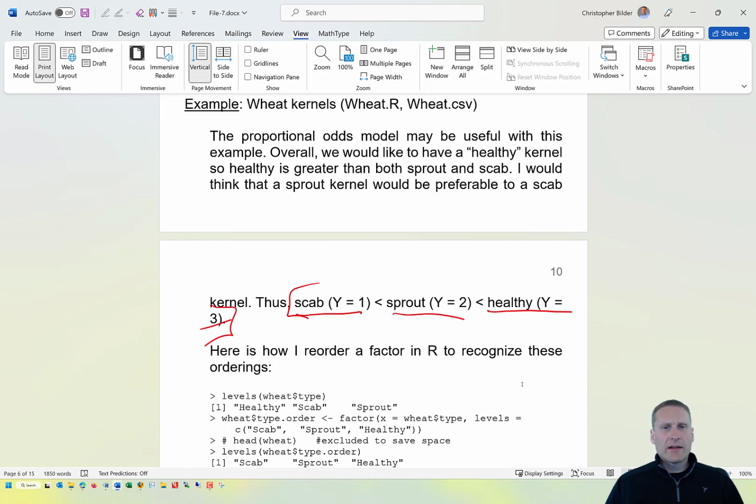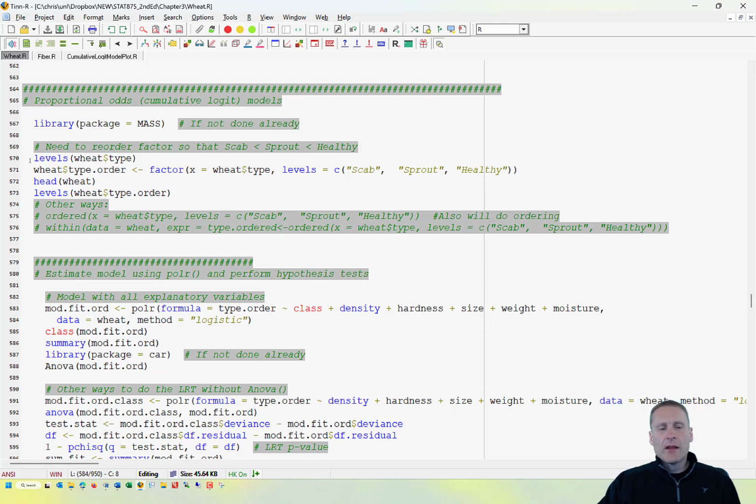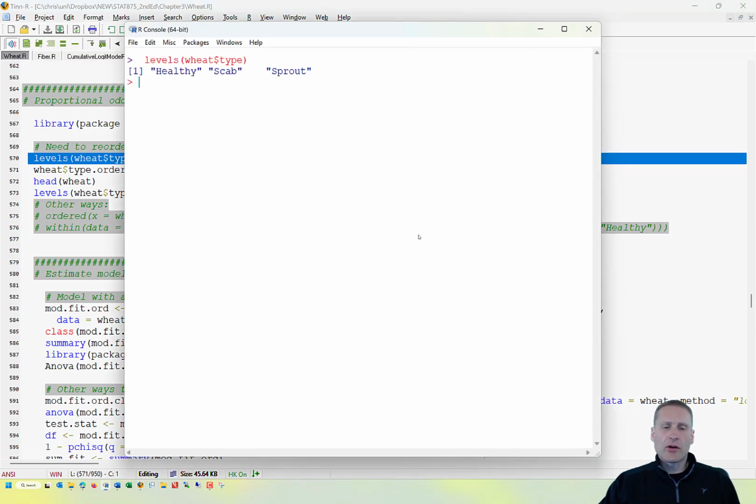Another reason I decided to use this kind of data set with a proportional odds regression model is that, in an educational setting such as this, it helps us compare results from a proportional odds regression model to a multinomial regression model. So let's take a look at how we can do this. I'm going to jump on over here to R. The first thing I need to do is look at how the levels are ordered for our type variable. This corresponds to the kernel types, and we see that they are actually not ordered the way we want.